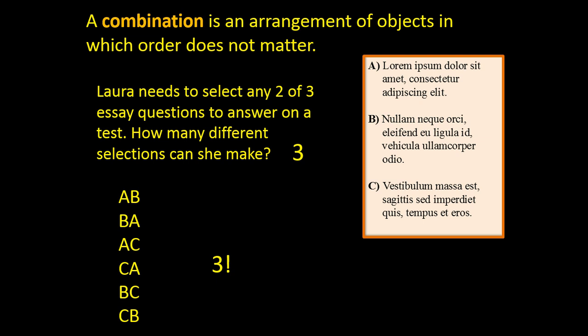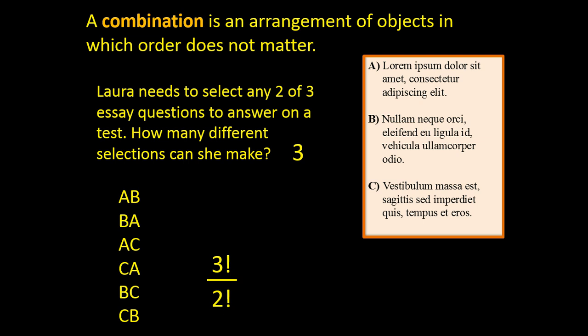So that 3 factorial ways we would have to order the 3 questions, if order made a difference, is not actually what we're looking for here. We need to divide that by the number of repetitions we have where we're counting these orderings as being the same. For example, A and B is the same thing as B and A. A and C is the same thing as C and A. So how many of those repetitions of the same orderings do we have?